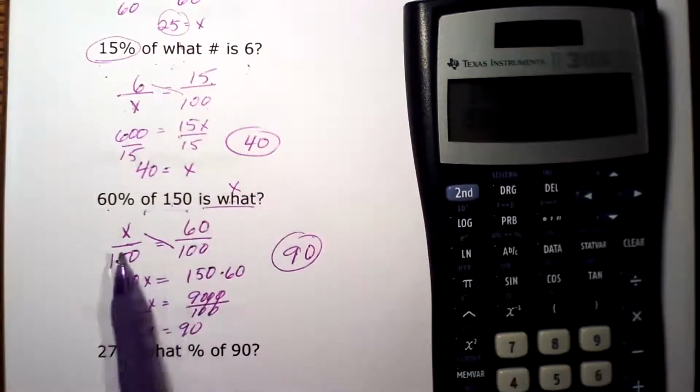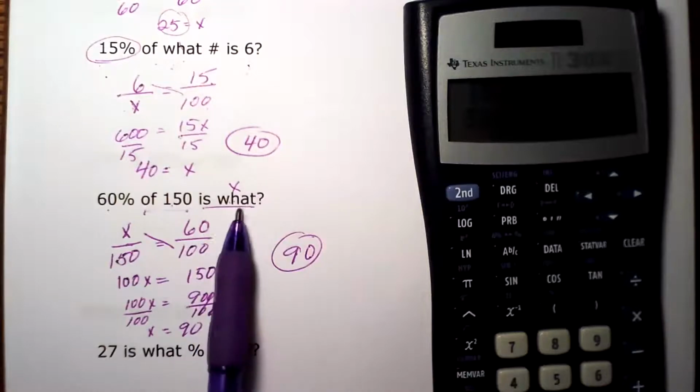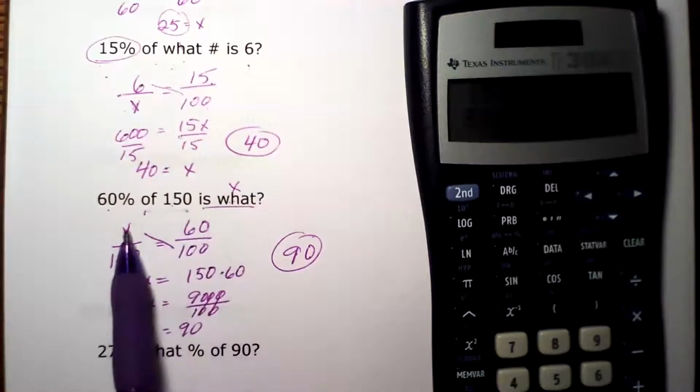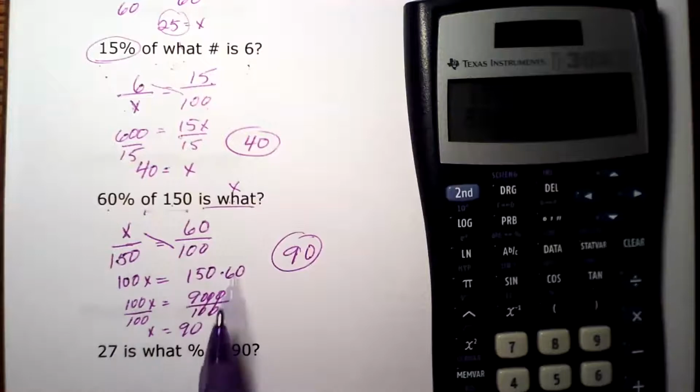And this one was 60%, so 60 goes over the 100. The what is what. This is part of this, so the x is over 150. X times 100 equals 150 times 60, and then divide both by 100.